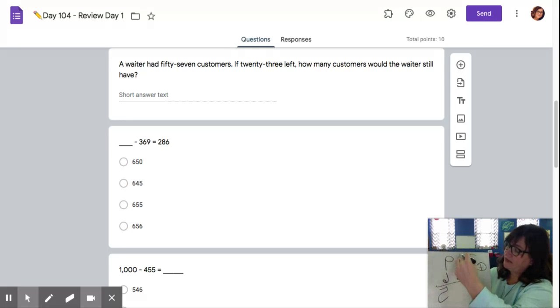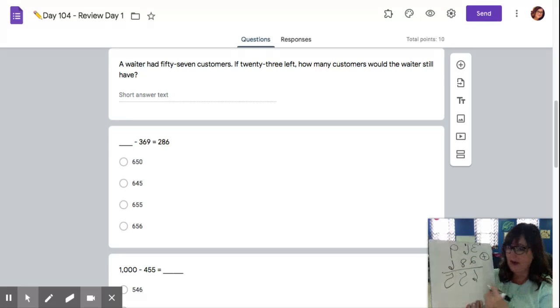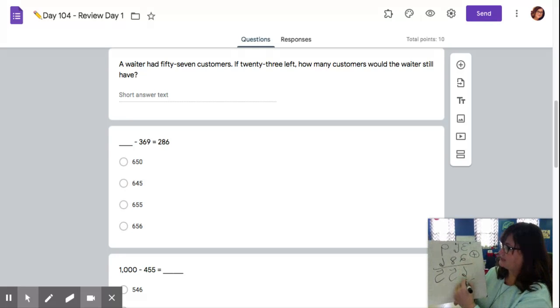So when you add these two numbers, you get 9 plus 6 is 15. Put down your 5, carry your 1. 6 plus 1 is 7, plus 8 is 15. Put down your 5, carry your 1. 3 plus 1 is 4, and 2 more makes 6. Your answer is 655.